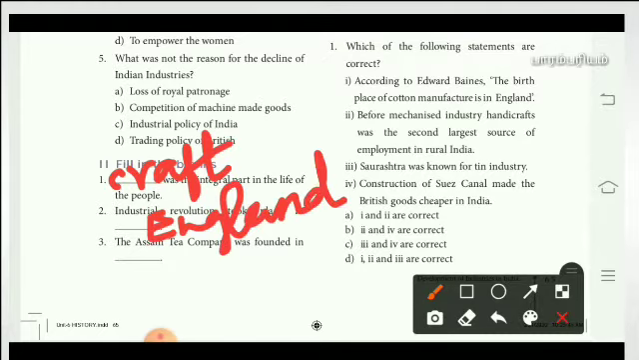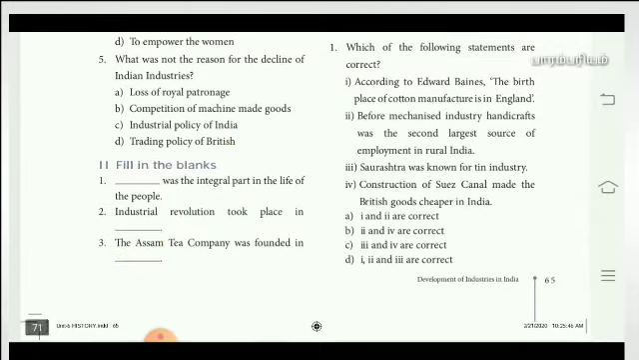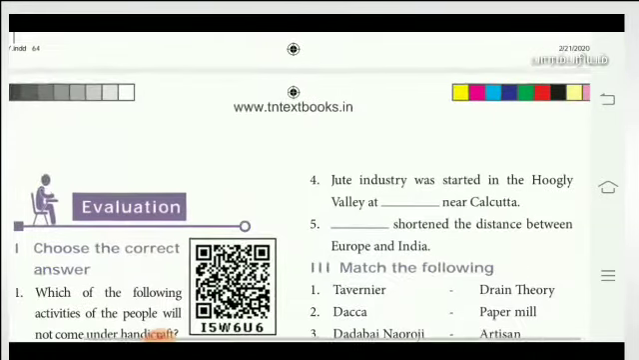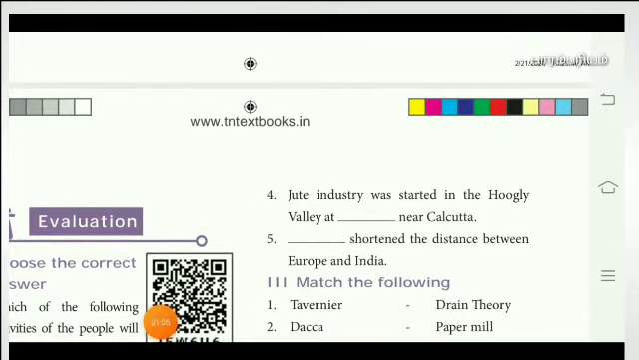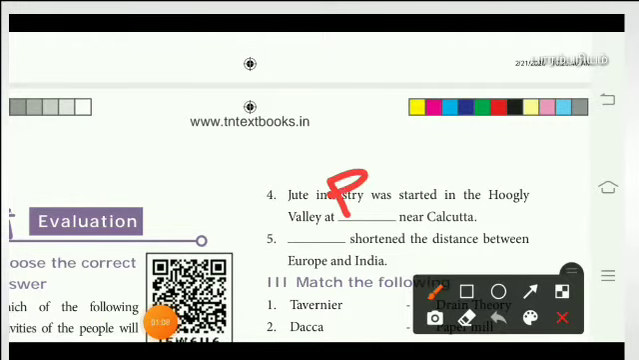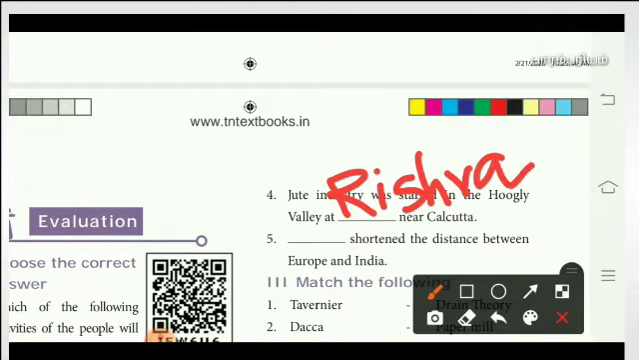E-N-G-L-A-N-D. England. Third one, the Assam Tea Company was founded in dash. The answer is 1839. Next, we pass on to the fourth one. Jute industry was started in the Hooghly Valley at dash near Calcutta. The answer is Rishra. R-I-S-H-R-A. Rishra.